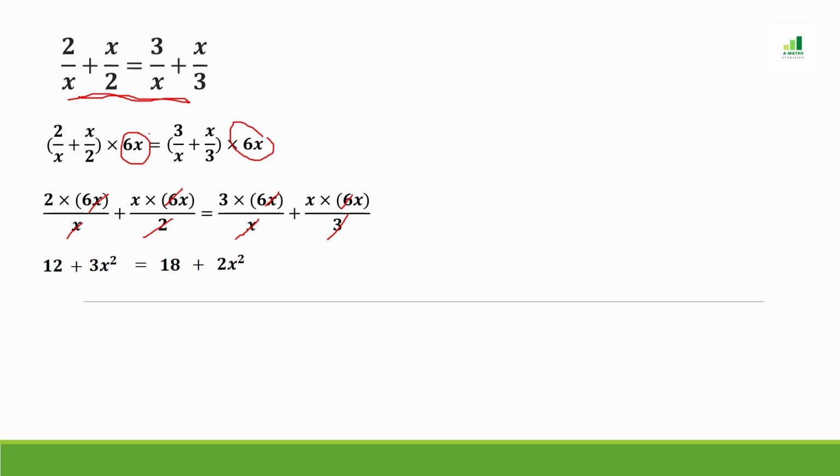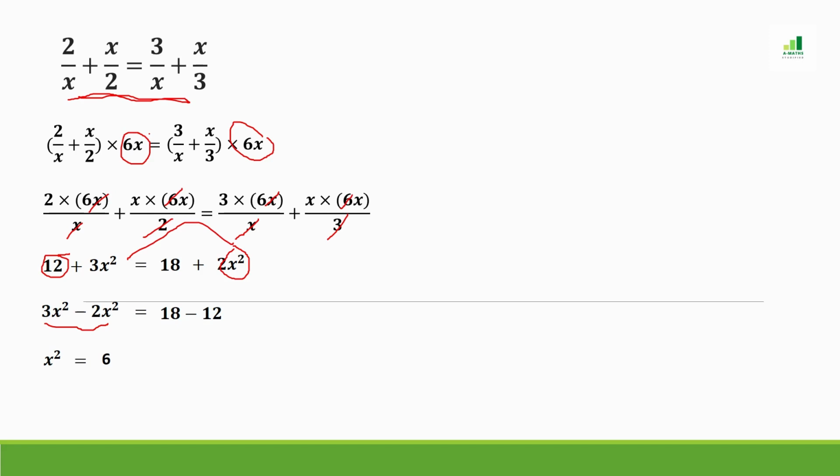First, this 2x² will move to the left side of the equation and will change into minus 2x². So the left side of the equation will be 3x² - 2x². And now this 12 will be moved to the right side of the equation and will be changed into 18 - 12. Now 3x² - 2x² is equal to x², and 18 - 12 is 6.